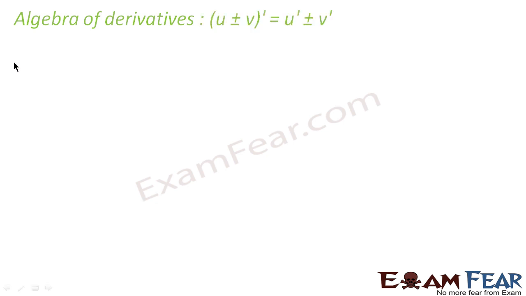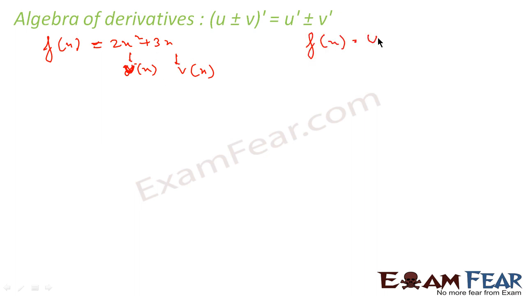So now let's take some examples. For the first one, algebra of derivative, let's take my f(x) as nothing but 2x square plus 3x. Suppose this guy is u(x), and this guy is v(x). So I have broken f(x) into the u plus v form. Correct? This is my u and this is my v. Now, if you want to find the derivative of the whole thing, u plus v, it is nothing but the derivative of u plus the derivative of v.